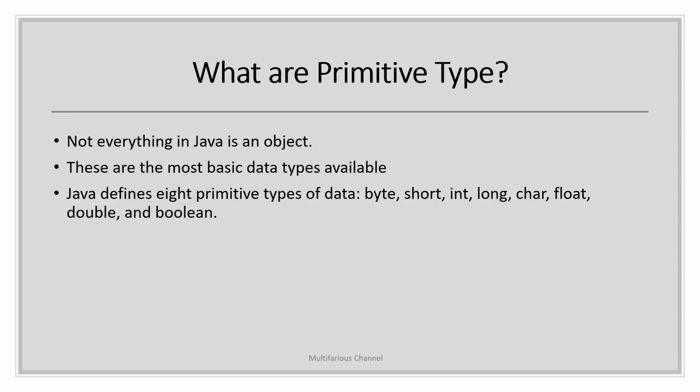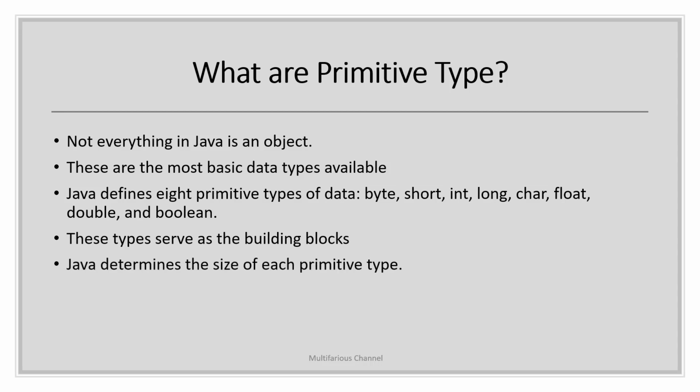These types are all considered to be primitive because they are not objects and they represent the most basic kind of data that can be manipulated in a Java program. Basically, they serve as the building blocks. Because these data types are defined in Java by default, they come with several operations predefined. You cannot define any new operation for such primitive types. Java determines the size of each primitive type.